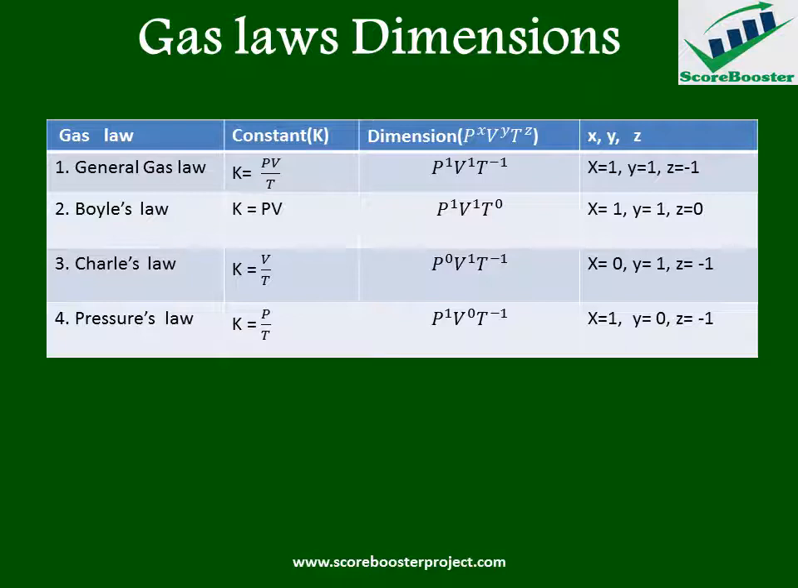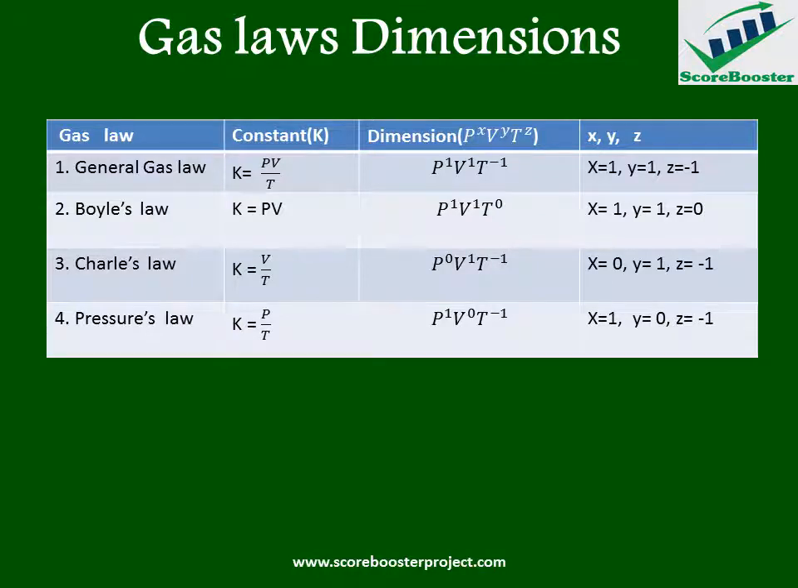So therefore, the dimension of Boyle's law can be represented by P raised to power 1, V raised to power 1, T raised to power 0. And if we compare it with the general representation of dimension, P raised to power X, V raised to power Y, T raised to power Z, then our X will be 1, Y will be 1, Z will be 0, because there is no T in Boyle's law, or because T is constant.